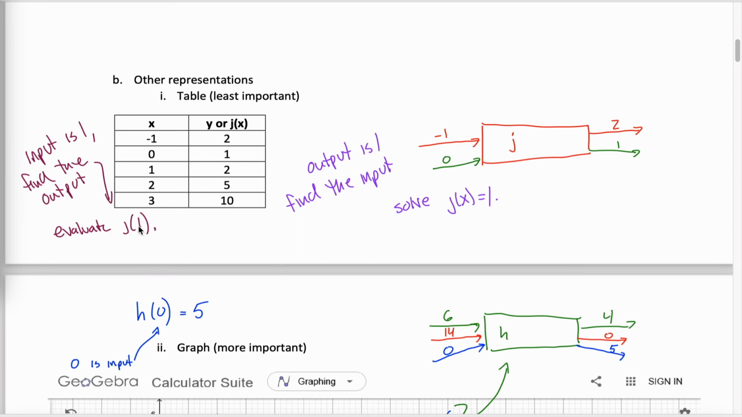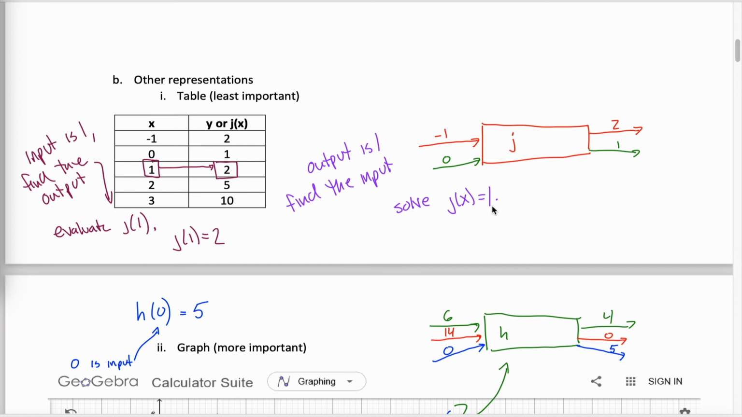Evaluate j of 1. This is saying that the input, the x value, is 1. Here in the table is where the x value is 1. What's the corresponding output? Well, it's listed right here. It's the number 2. So all I have to do is come up to this table and see that 2. You want me to evaluate j of 1? j of 1 is equal to 2. Done. And this question over here in purple isn't much harder.